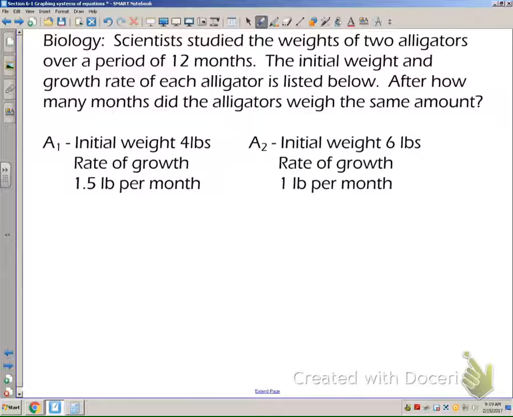After how many months did the alligators weigh the same amount? I would like for you to pause the video and try this on your own.